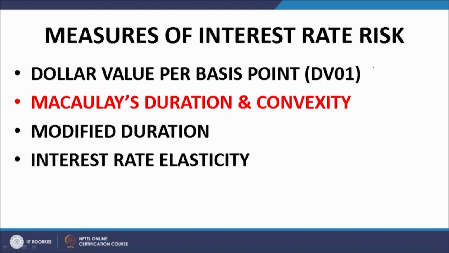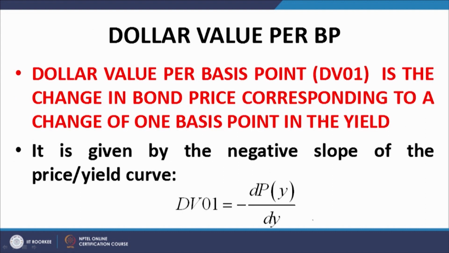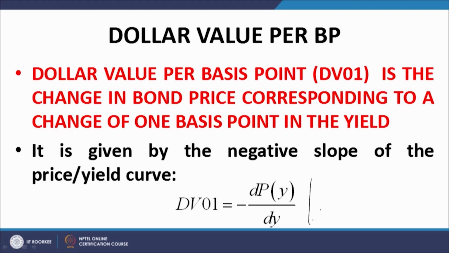DV01 is also called sensitivity, and modified duration is also called volatility. We shall come back to these terms later on. The dollar value per basis point is quite simple. It is given by this expression. It is the change in price, the absolute change in price corresponding to 1 point change in the YTM of the bond. It is given by the slope of the yield price curve at any given point.